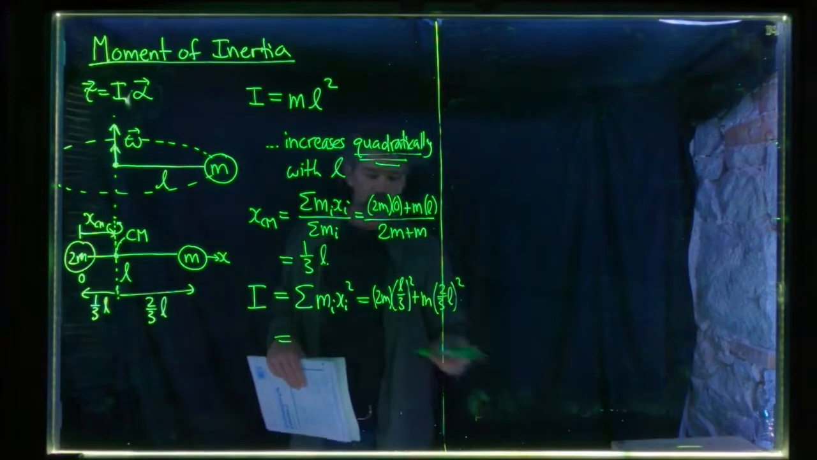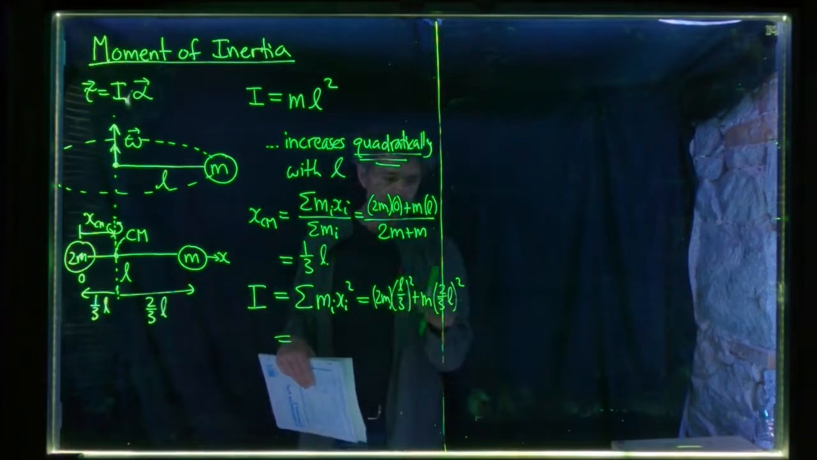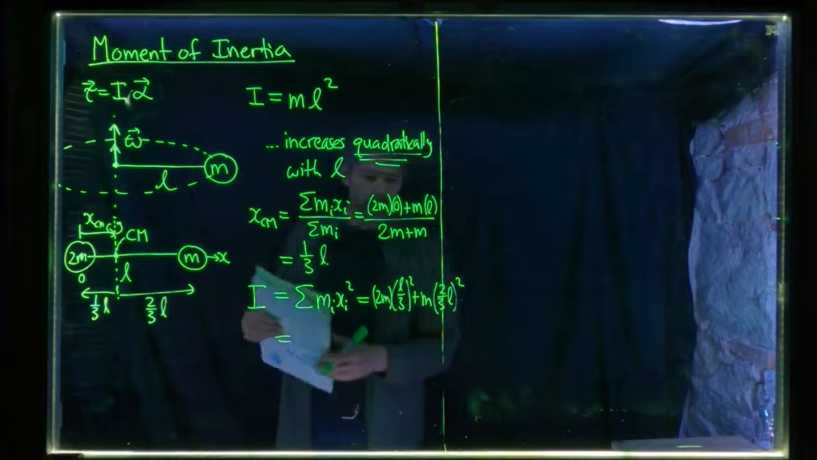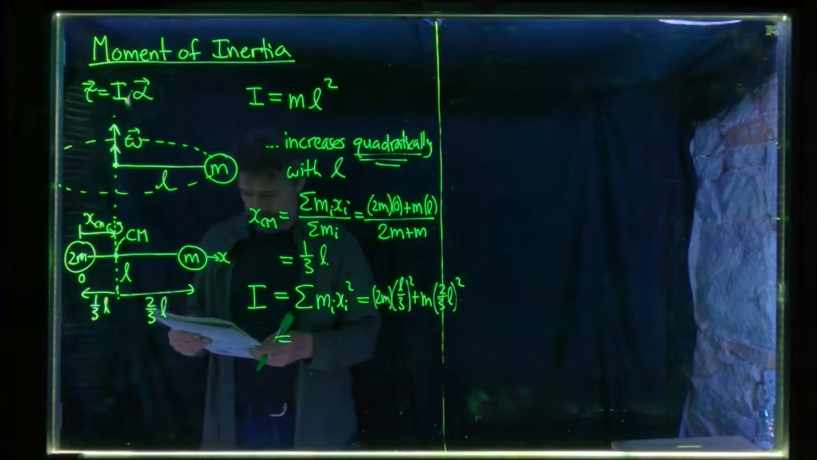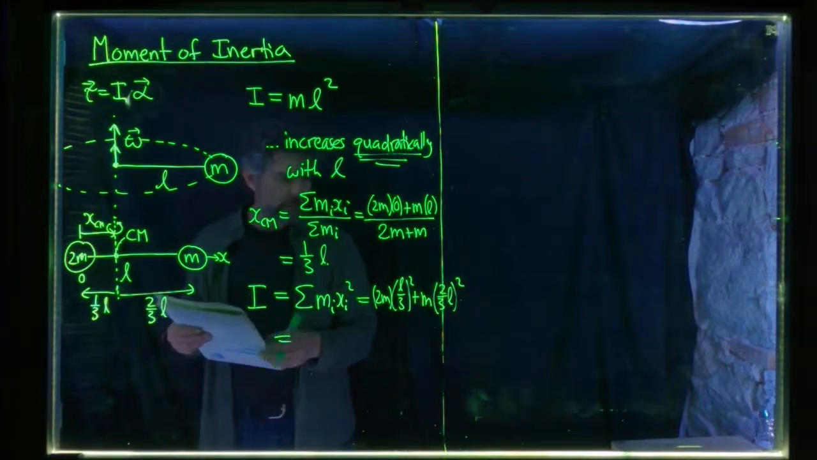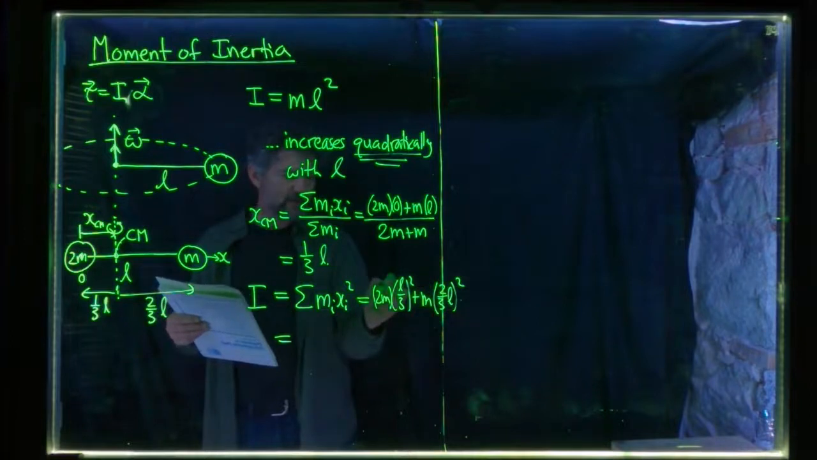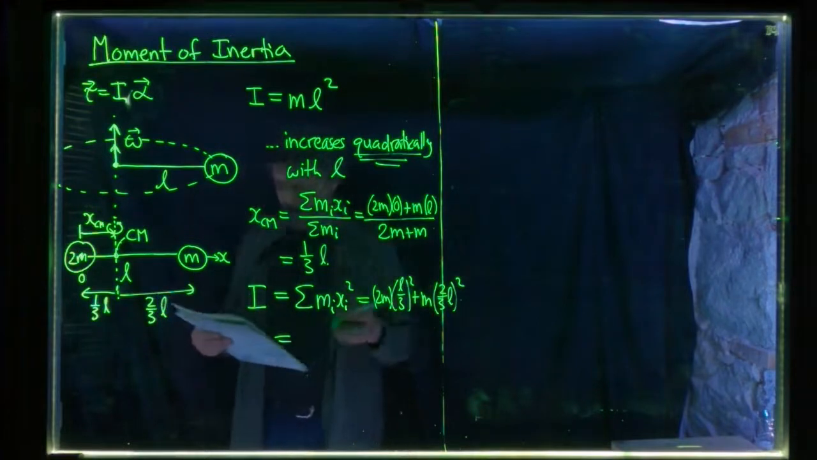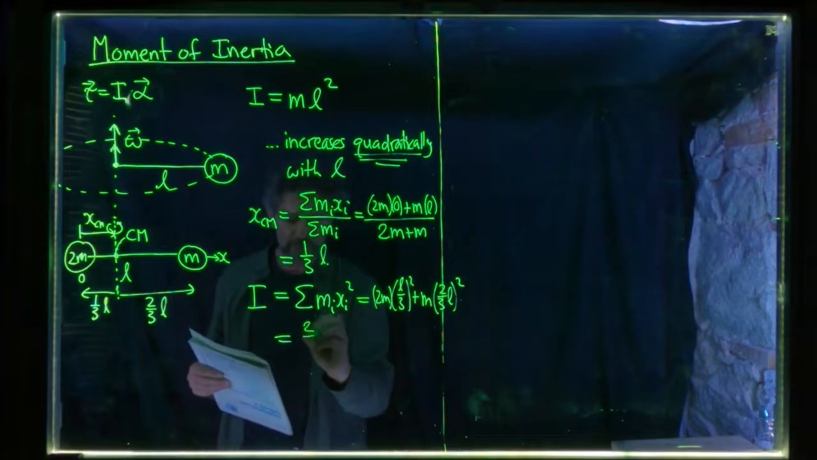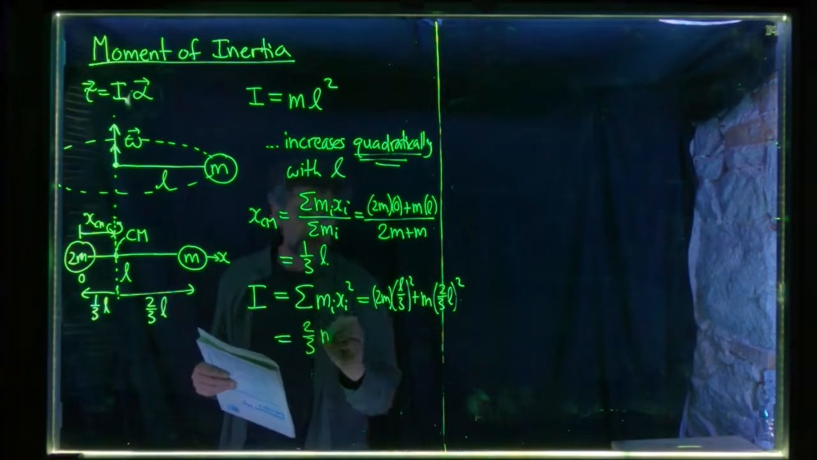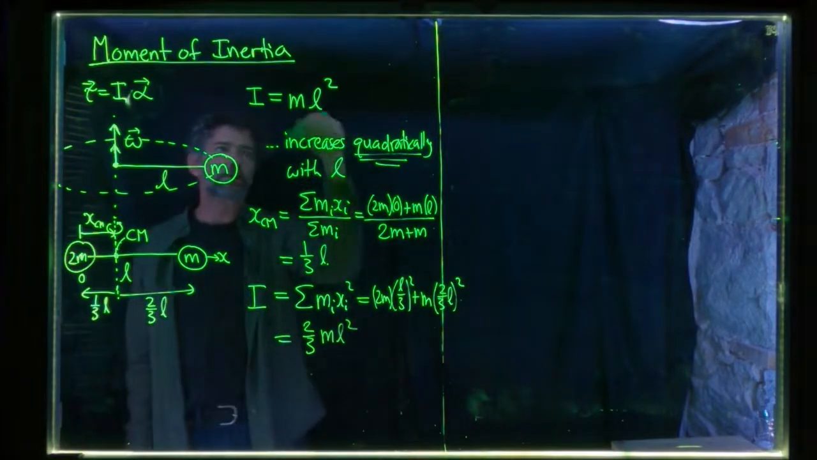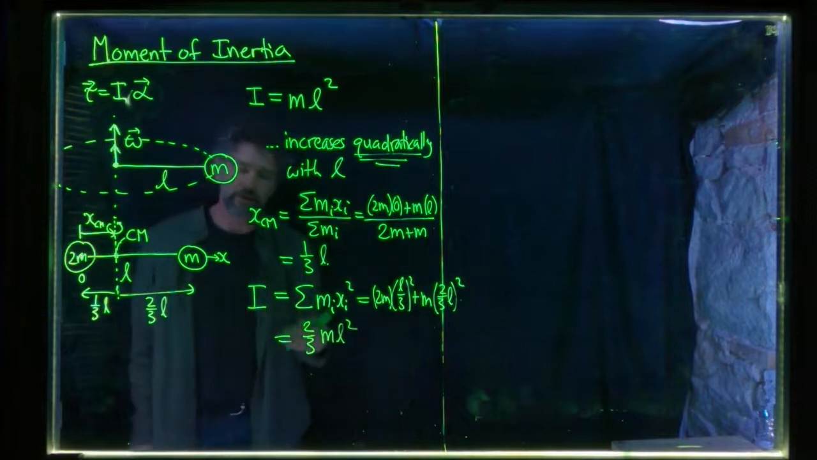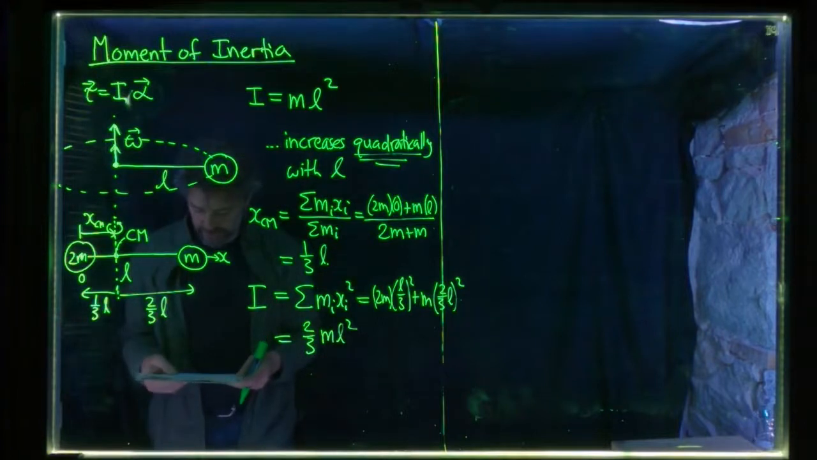And so we work this out. This is 2 over 9 plus 4 over 9 is 5 over 9. Is that right? No, I'm sorry, 4 over 9 plus 2 over 9 is 6 over 9, which is 2/3. I can't do algebra anymore. So this is 2/3 times mL squared. What you'll notice is that the moment of inertia is always a mass times a distance squared times some numerical factor. In this case, it's 2/3 times mL squared. Okay, that's great.